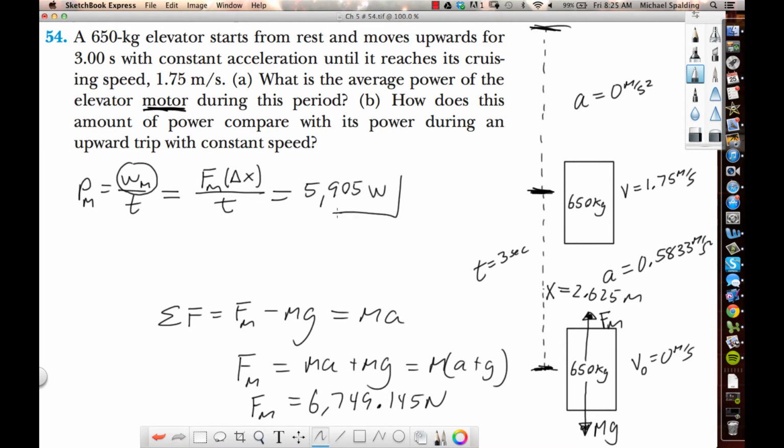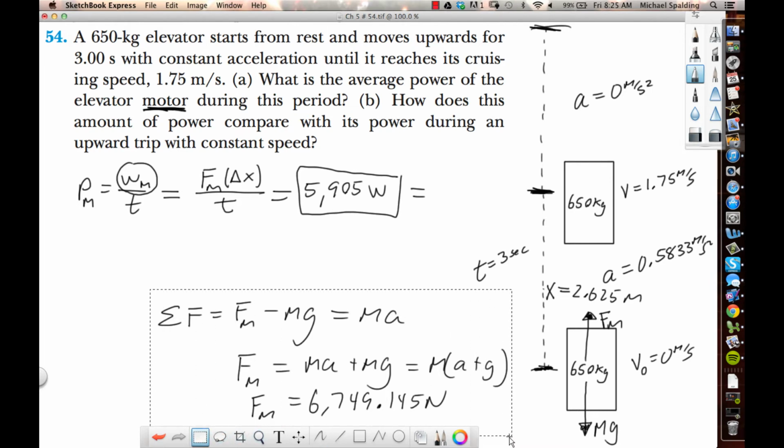5,905 watts. And the book may have converted that to horsepower. Did they convert that to horsepower? If they convert it to horsepower, you divide by 746. 1 horsepower is 746 watts. Okay, now what's another way you could have done this exact same problem?